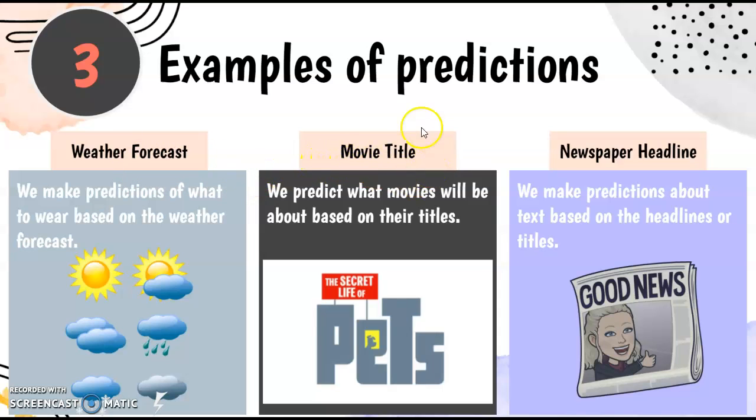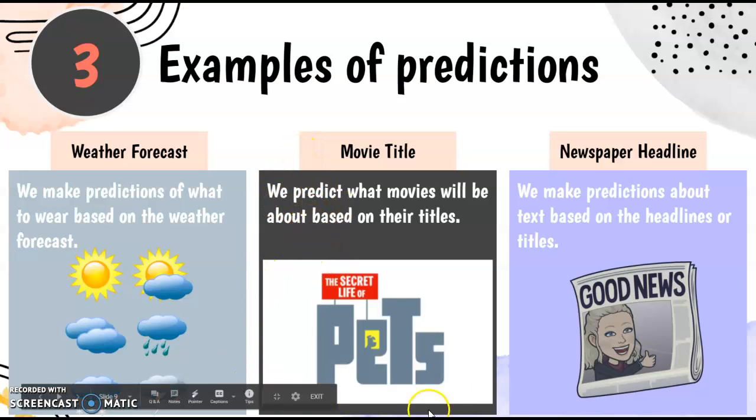Another type of prediction is a movie title. My students and I talked about this this past week when we were doing drawing conclusions. We used the movie title Zootopia, and we kind of broke it down to try to figure out, just based on the picture and the movie title, what the movie was going to be about. And you can do that with lots of different movies. Let's look at this one right here, The Secret Life of Pets. We don't even have a picture. We just have the title of the movie.